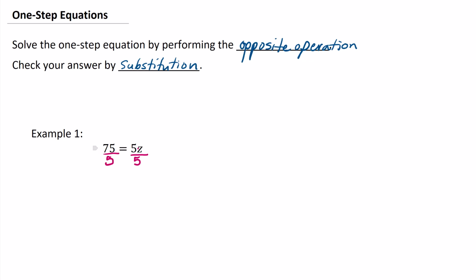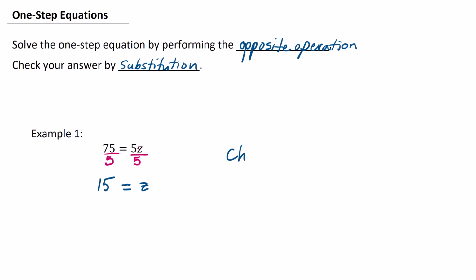When we do that, 5 divided by 5 is 1, and so we have just 1z. But in math, we usually don't keep the 1. We just assume it's there in a little invisibility cloak. And so z equals 75 divided by 5. And that's just 15. So now we need to check our answer.